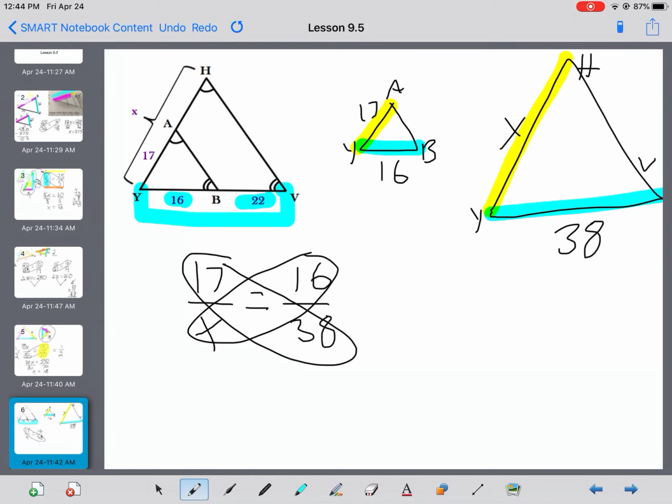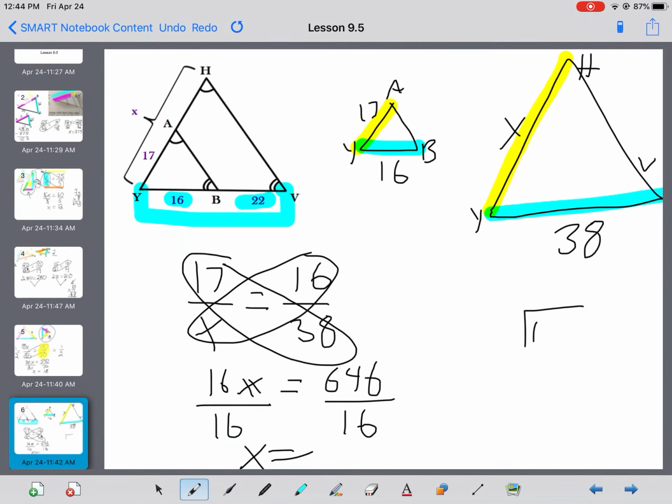Then we do cross products. So I get 16x equals 646. I'm going to divide by 16 on both sides. So then I would end up with x equals, now I'm going to do some long division, number on the top goes in the box.